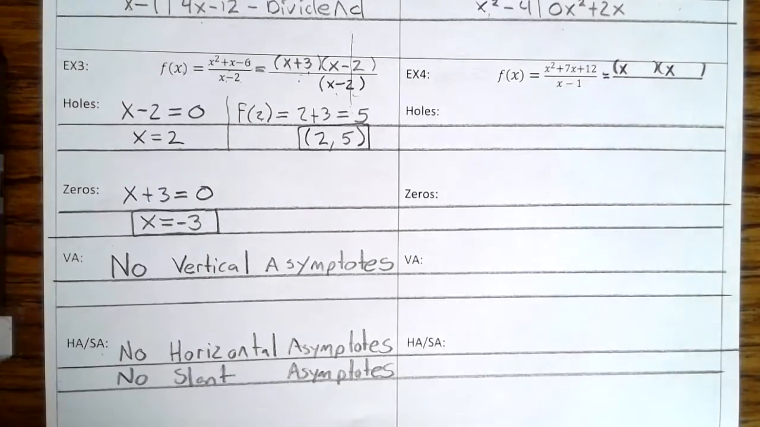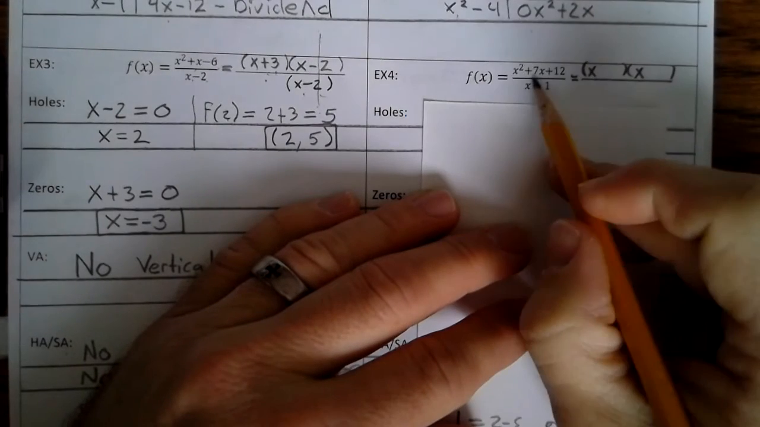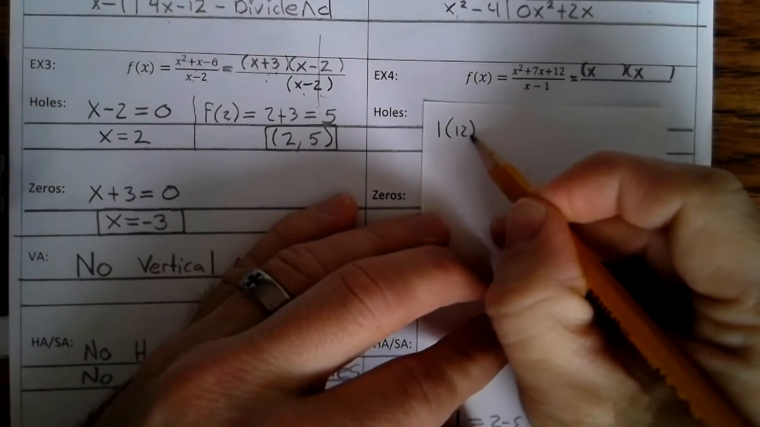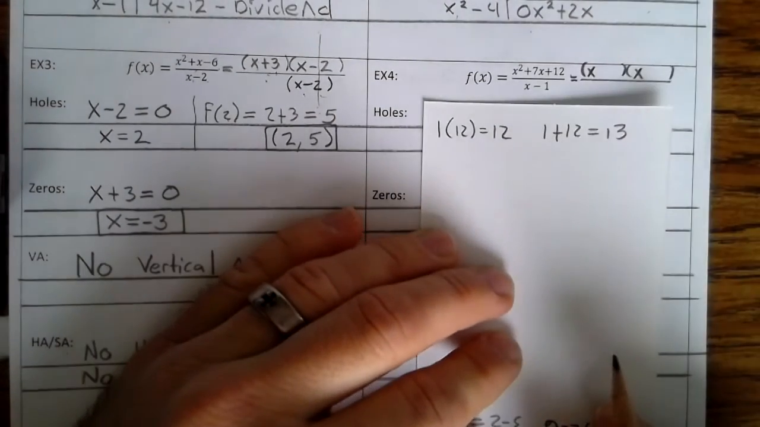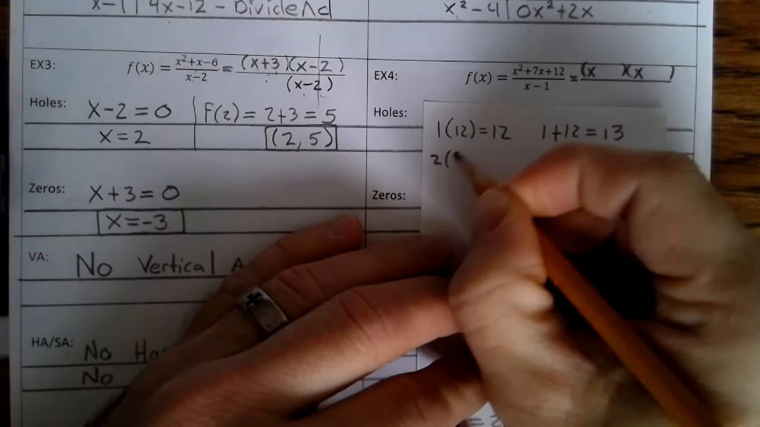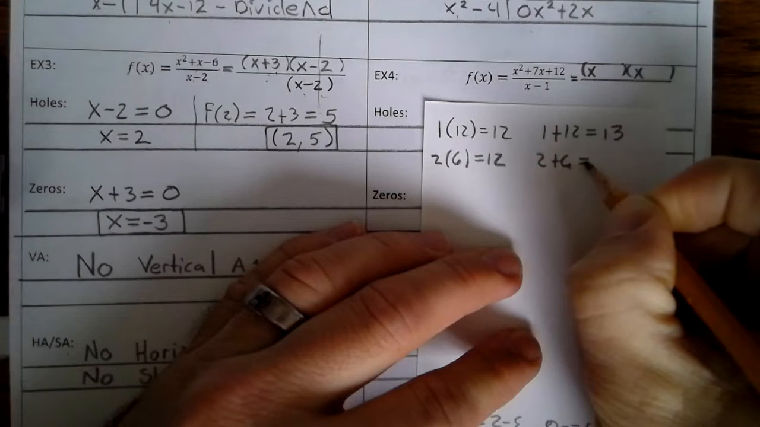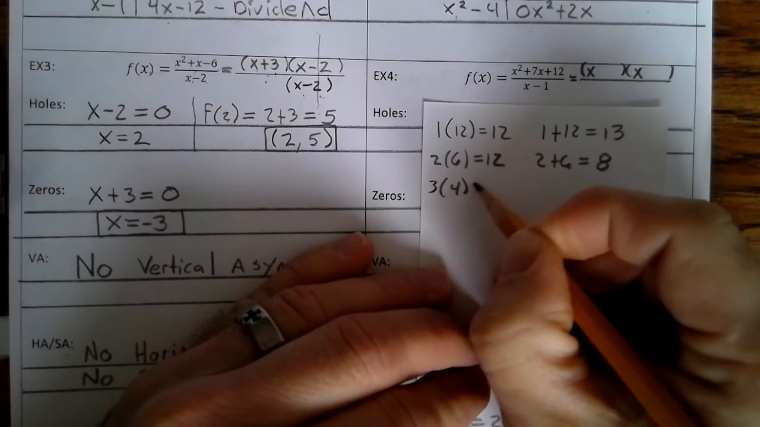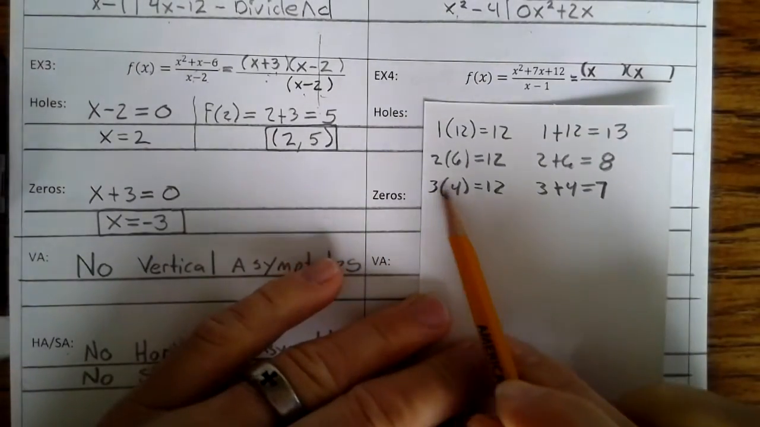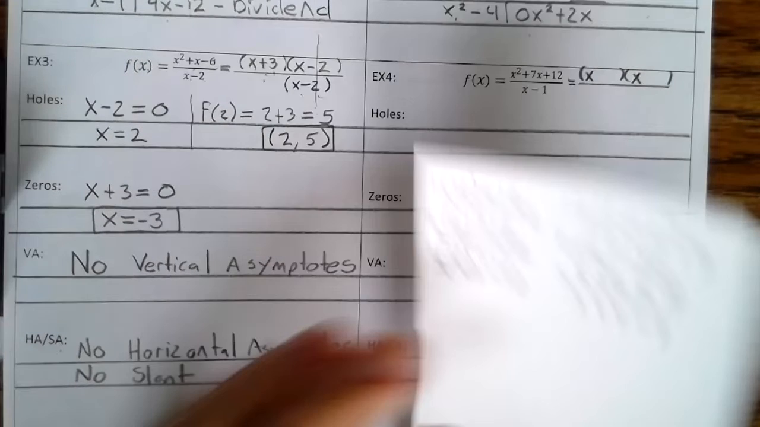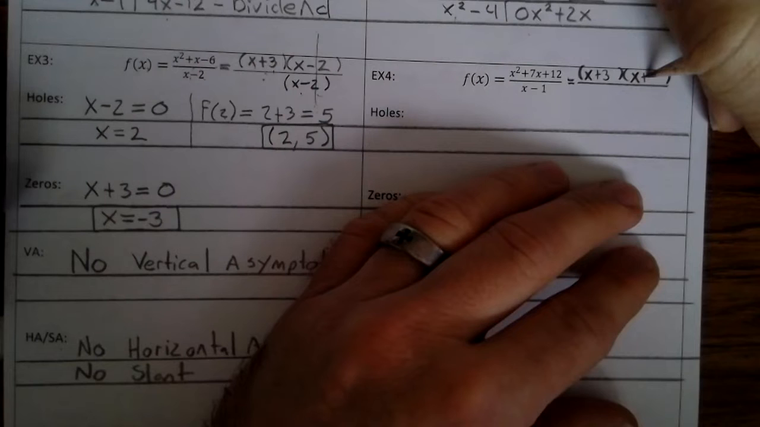So we do 1 times 12 is 12. 1 plus 12 is 13. That doesn't work. 2 times 6 is 12. 2 plus 6 is 8. That doesn't work. 3 times 4 equals 12. 3 plus 4 is 7. That works. So our factors are 3 and 4. So x plus 3 times x plus 4. Now notice that nothing divides and becomes 1, so there are no holes.